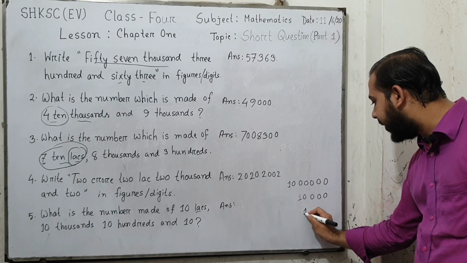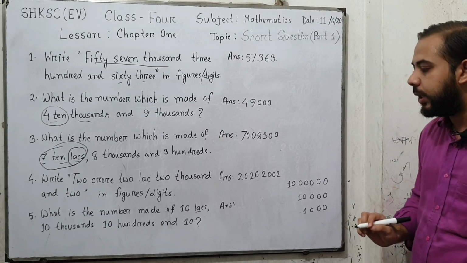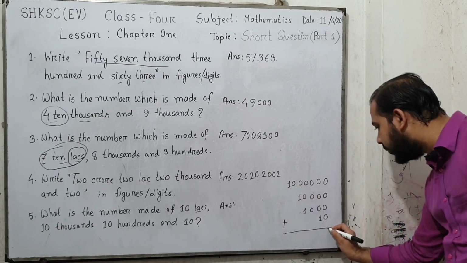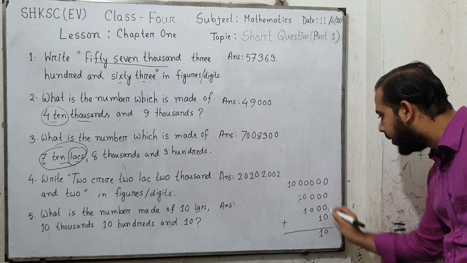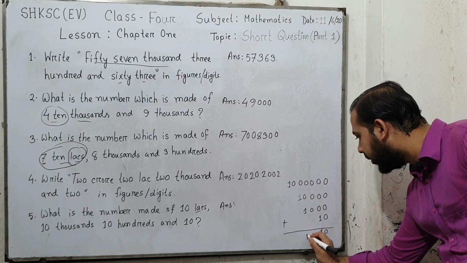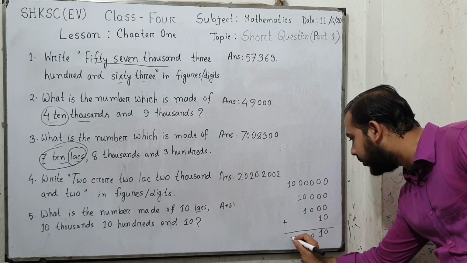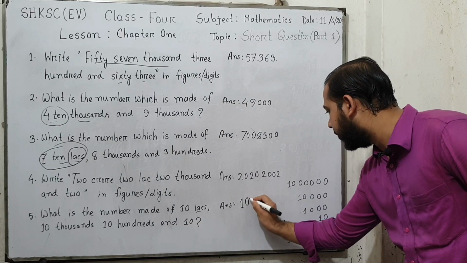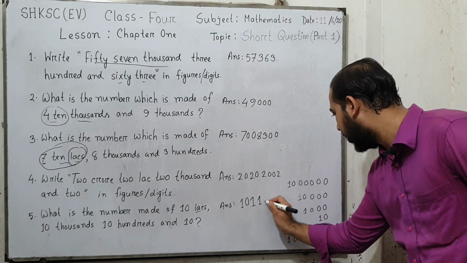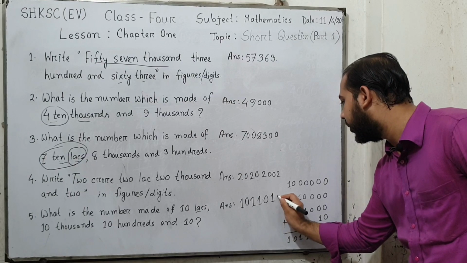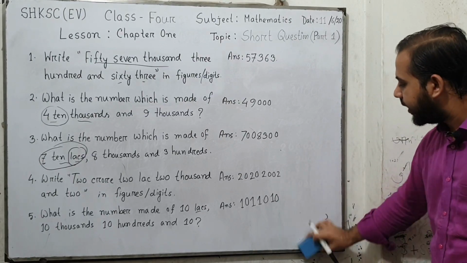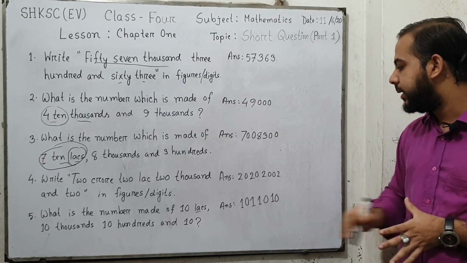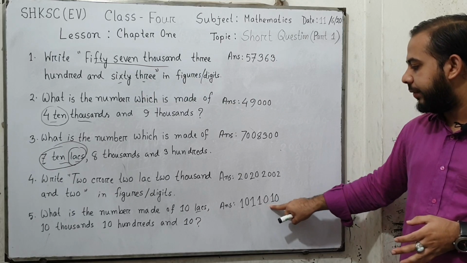So at first we write 10 and then for 100 we write 2 zeros. And finally we write 10. Then if we add all these numbers, we will get 1, 0, 1, 1, 0, 1, 0. So this is the final answer, which is the number made of 10 lakh, 10,000, 10 hundred and 10.